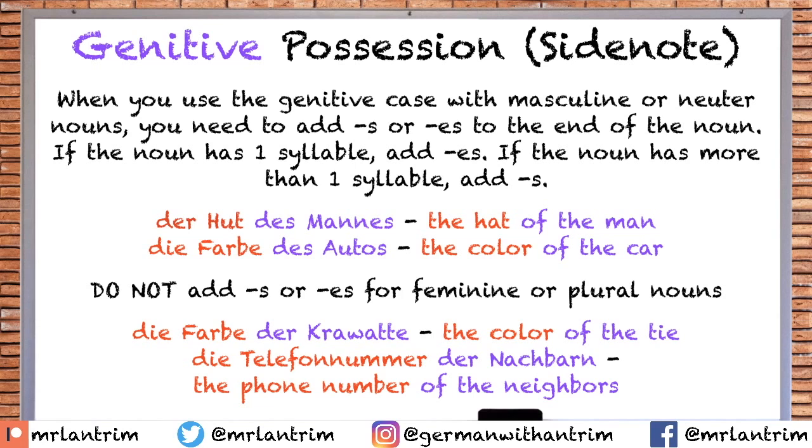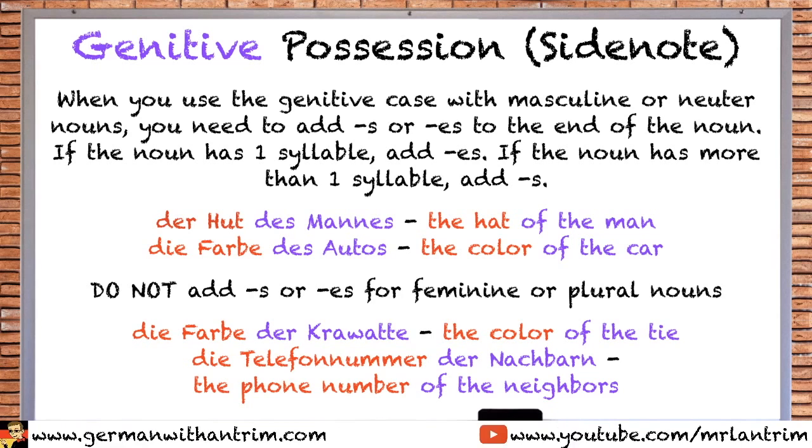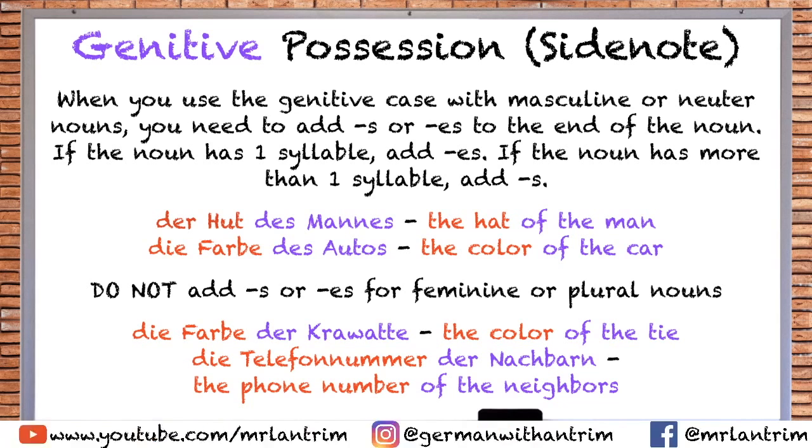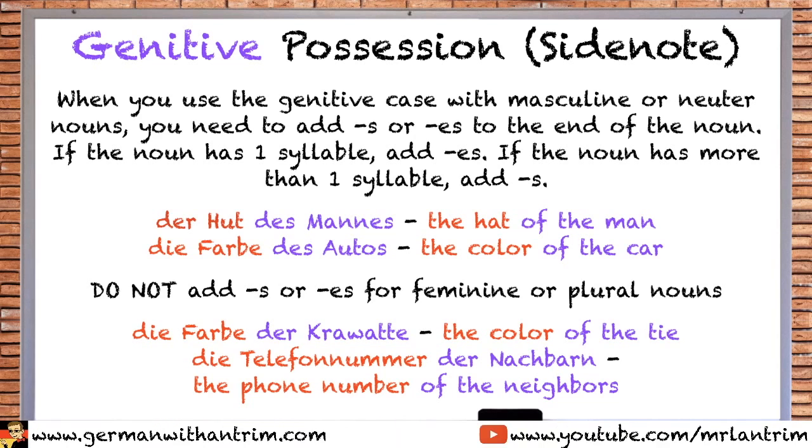And so we don't have to use an ES, it's just one S, because in this one we have two syllables. Auto, we have two syllables there, so we have just an S. So, long story short, one syllable, add ES, and if it is more than one syllable, use an S at the end of it, okay? If you are using a feminine or a plural noun, do not use an S or ES at the end of any of these nouns. None of them do that, okay?